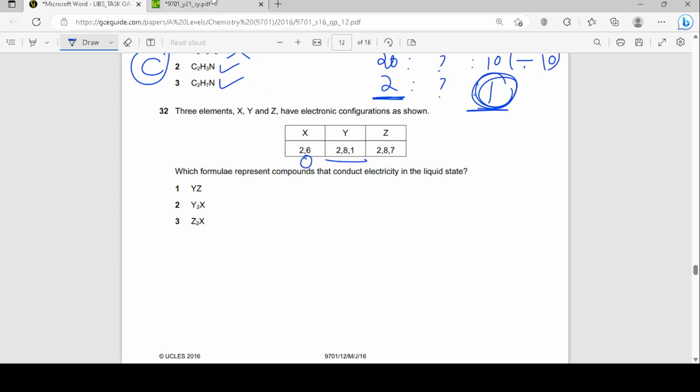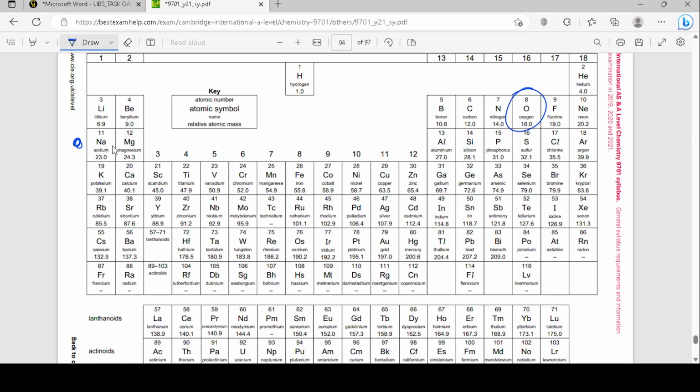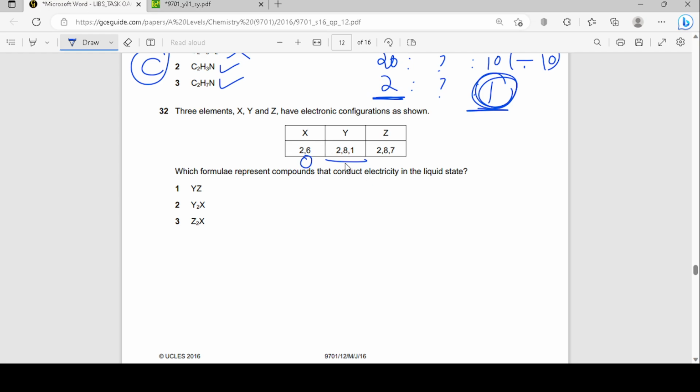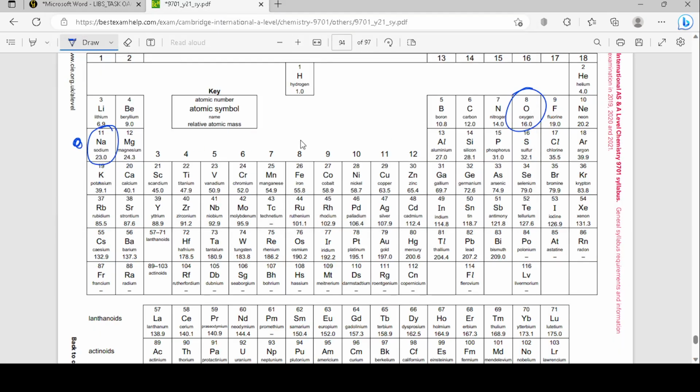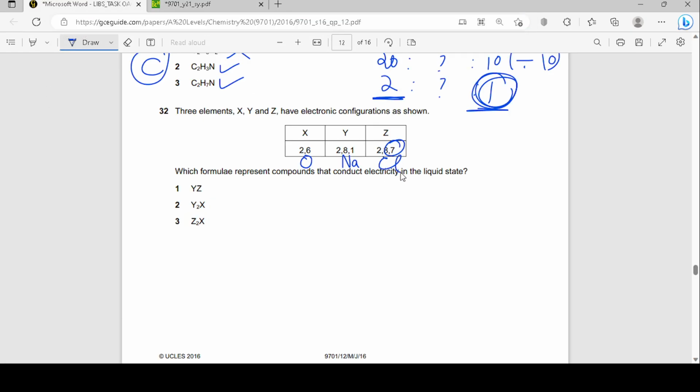Y is 2 8 1, so it's in period 3, and it has one electron in its valence shell, so it's going to be sodium. Then Z is also in period 3 because it has three shells, but it has 7 electrons in its valence shell, so it's going to be in group 7, so it's going to be chlorine then. So Cl. Okay, so I identified these elements.